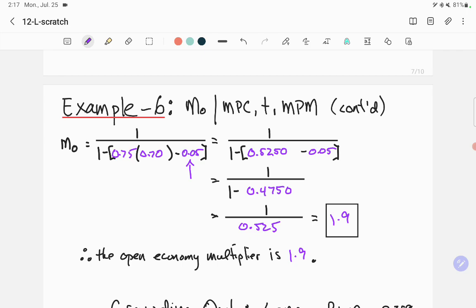Mercedes AMGs. More imports. Well, what happens then? This goes up. That means this goes down. That means this goes up. That means this goes down. That's tricky. That's tricky.